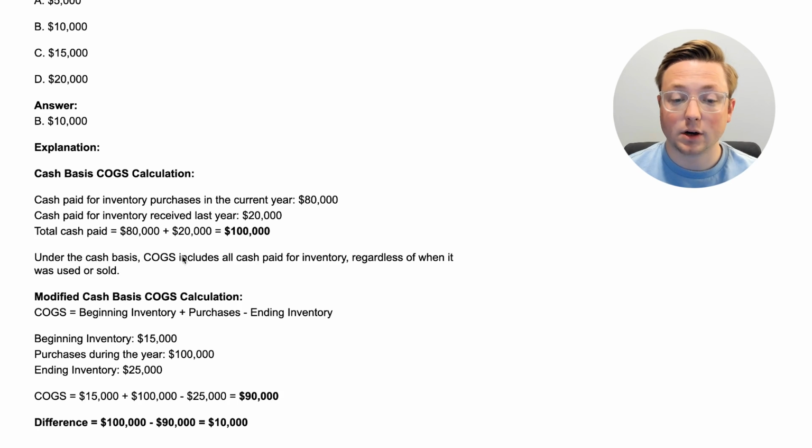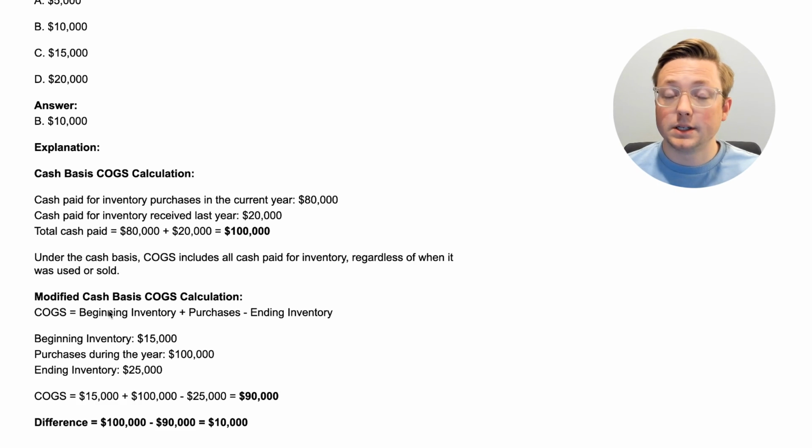Under the cash basis, COGS includes all cash paid for inventory, regardless of when it was used or sold. So it doesn't matter how much inventory you sold this year. It doesn't matter if you are receiving inventory that you paid for last year, but you're only just now receiving it. What you're focusing on is, did you pay for that inventory this year? And that is going to be the COGS under cash basis.